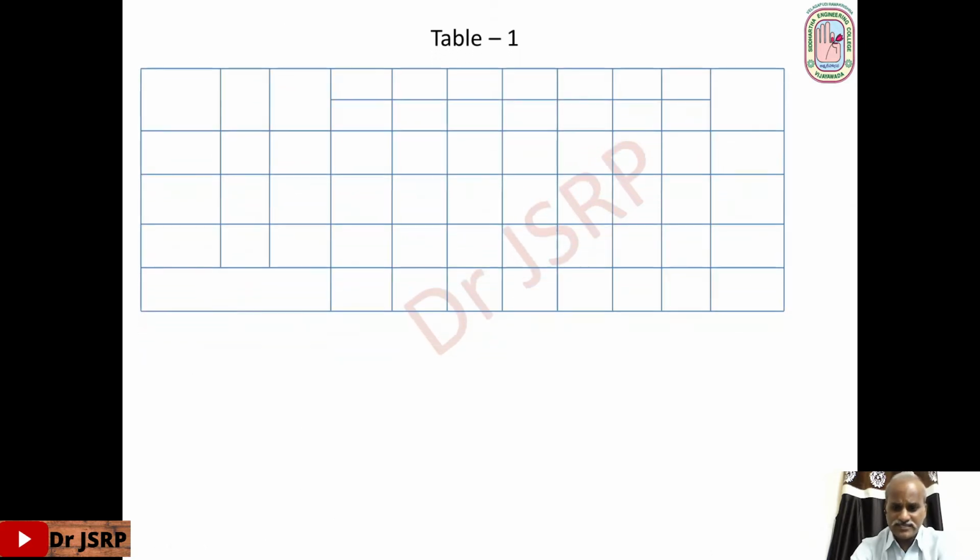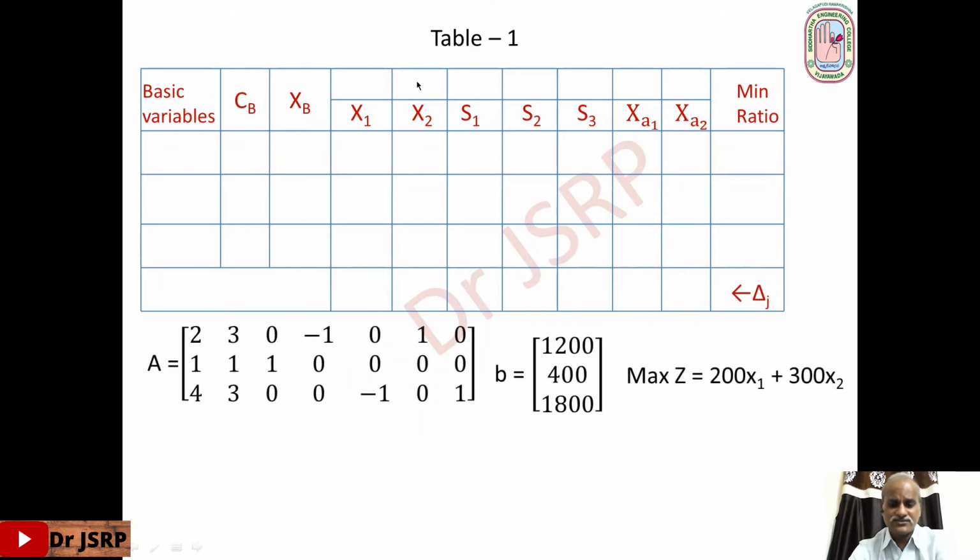Okay, right. Now table 1, take the structure of the table as usual. First column basic variables, second column cost of basic variables CB, then solution XB, then the column vectors X1, X2, S1, S2, S3, and artificial variables XA1, XA2. Here we take the minimum ratio test. Here we calculate delta J values. Here we take coefficients of the objective function. Okay. So what is the objective function? Max Z equal 200x1 plus 300x2. So the x1 cost is 200. So this is 200.